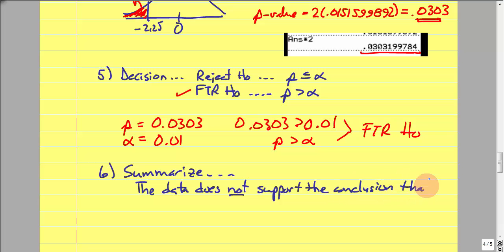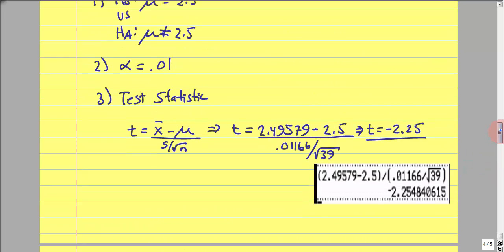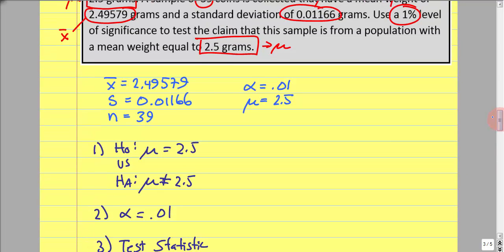Now remember, this is always in terms of HA, so let's go look at HA again. The data does not support the conclusion that the average weight of the coins come from a population different from 2.5 grams.